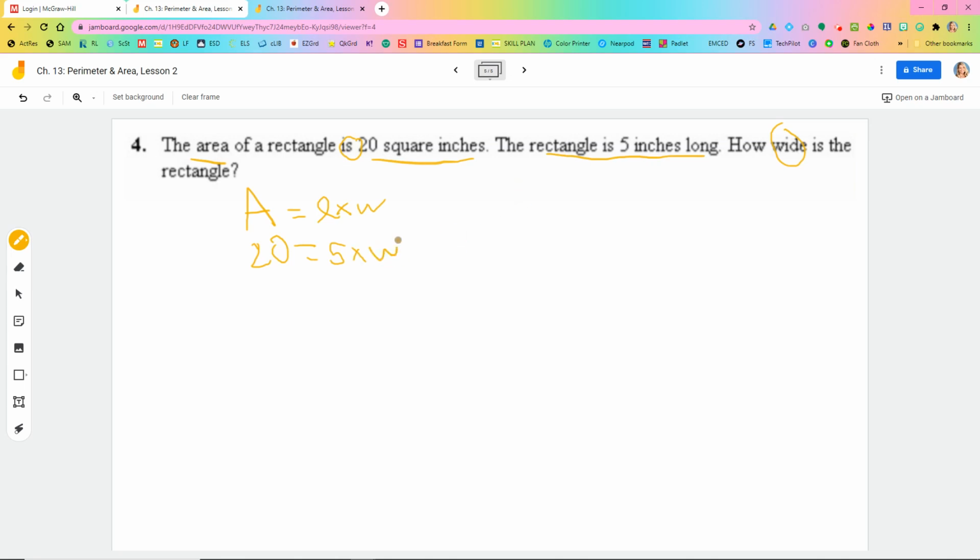And I don't know my width, so it's going to stay a W. So whenever I write out my equation, my W is very, very clear. 5 times 4 is going to give me that 20. So my width is 4. And again, I don't have to split it like I do with perimeter because I only have one W. So my width is just 4 inches. And it's not 4 square inches because the only thing that gets the square is that area right there.